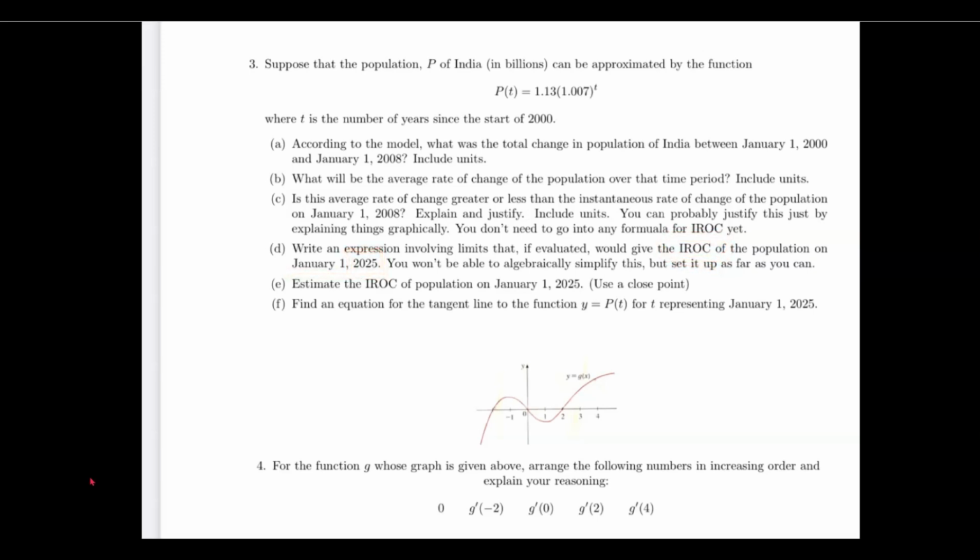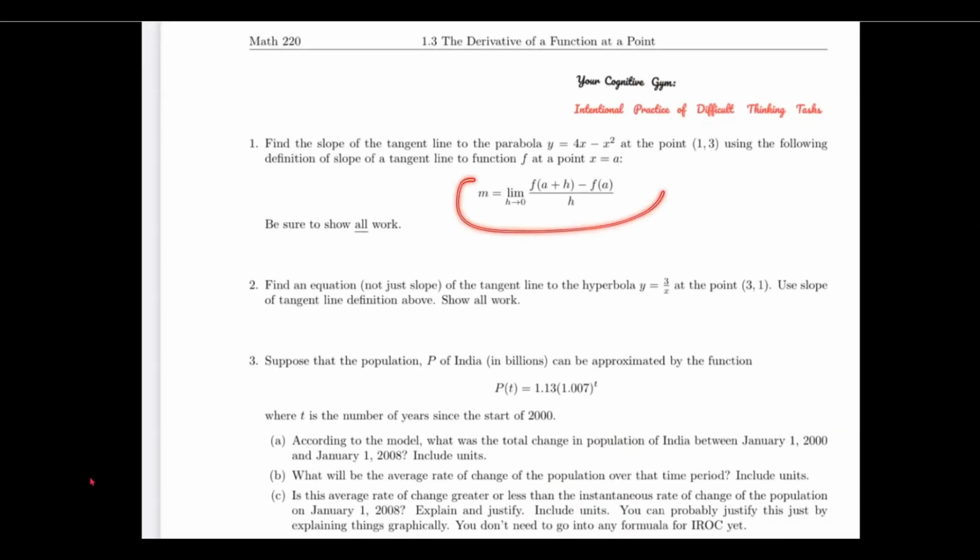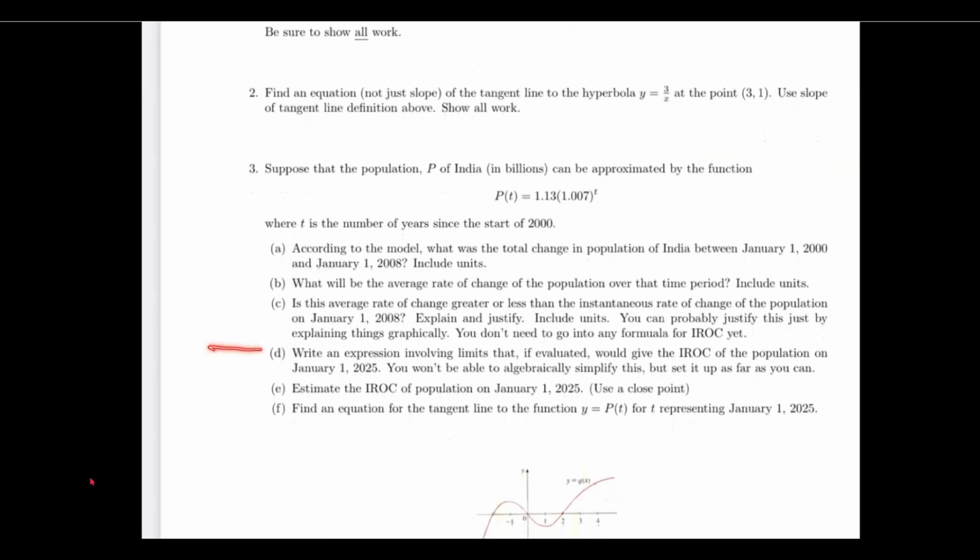Okay, this function is where t is the number of years since 2000, so you can see that t is going to be 25 here. You won't be able to algebraically simplify this, but set it up as far as you can, using this function and for what it's asking in this particular problem. But you will not be able to simplify it all the way. This exponential function just won't let you do that. So that's why I wrote this sentence here.